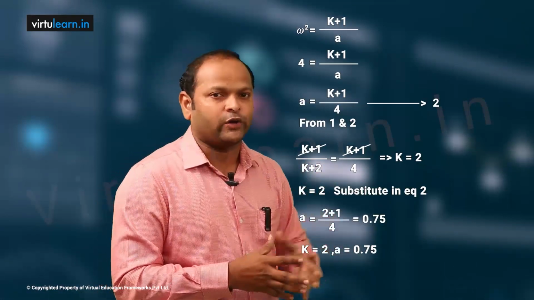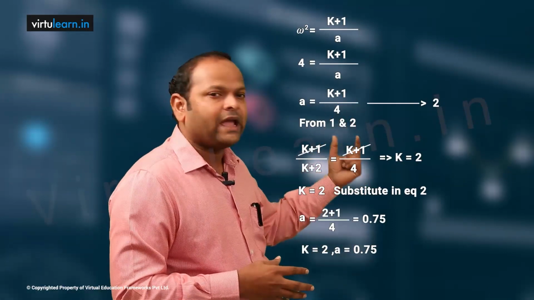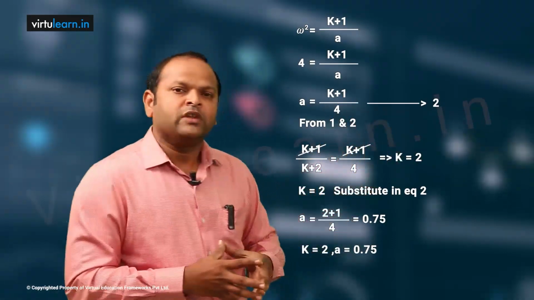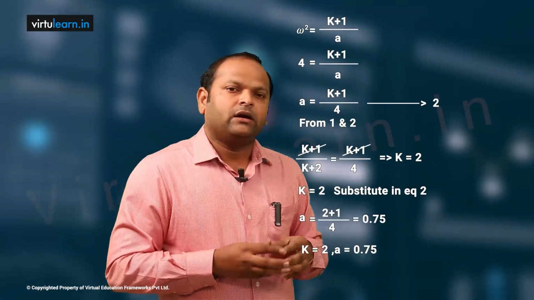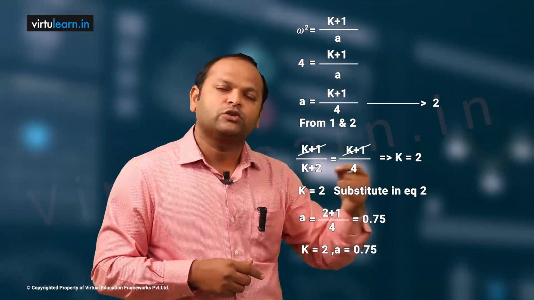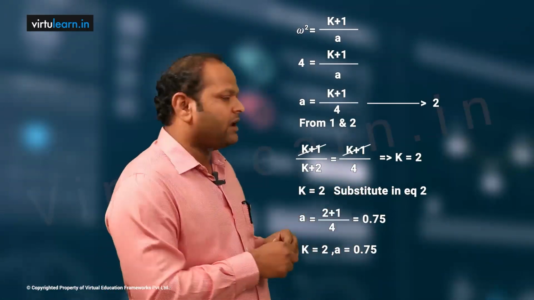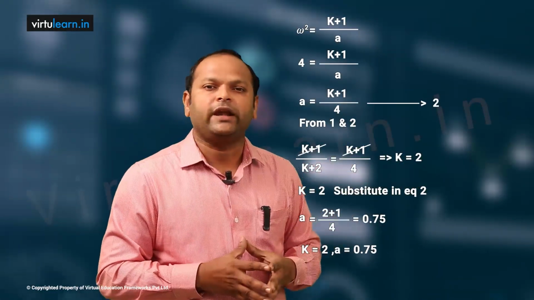Another parameter also we need to calculate. Substitute the k value in equation 2. So you will get a as 0.75. So in this problem, there are two parameters to be obtained, that is k and a. Those values are 2 and 0.75. If you fix those two values, then the system will have continuous oscillations with a frequency of 2 radian per second.